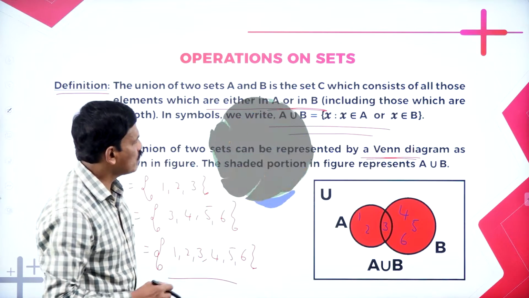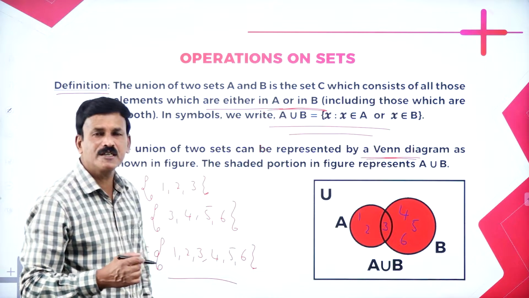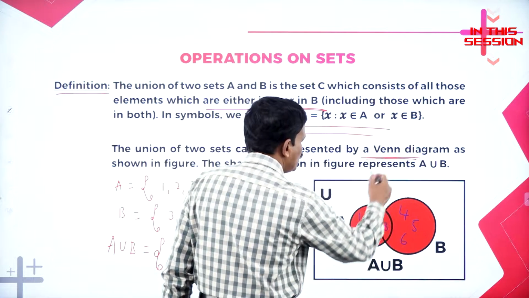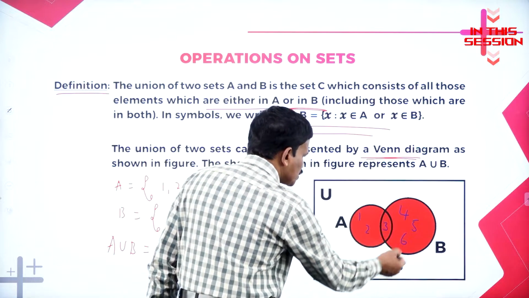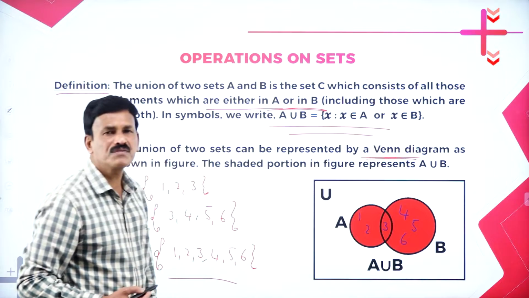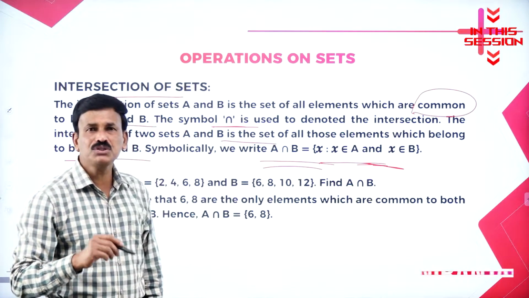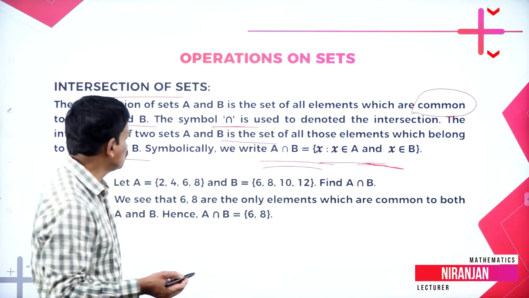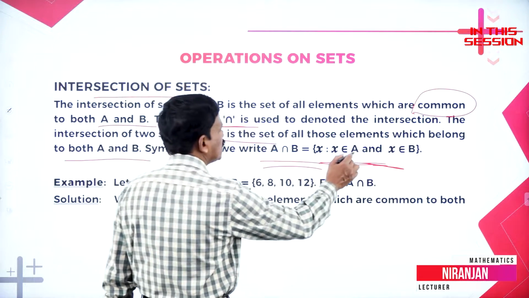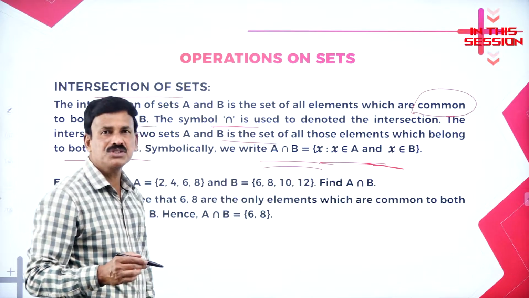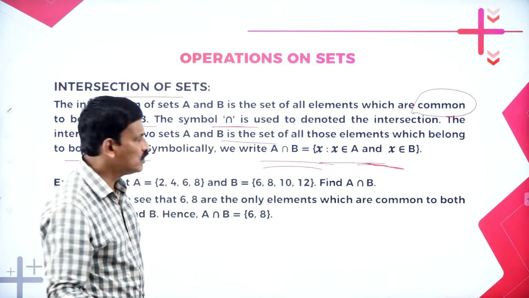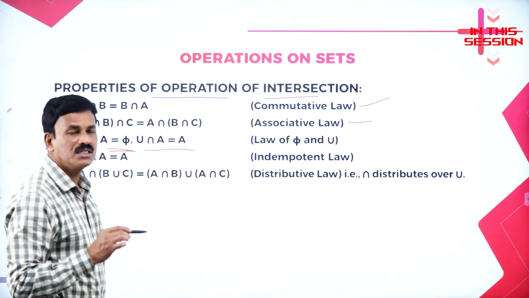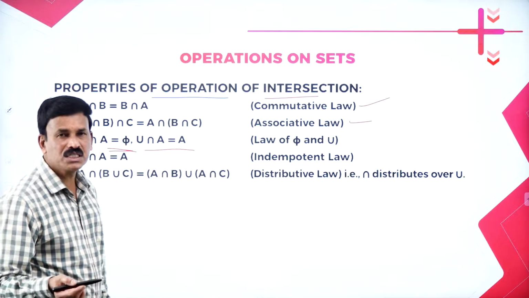So the symbolic representation, that is the Venn diagram to represent the union of two sets, is 1, 2, 3, 4, 5, 6. Everything comes under this set, that is called the union of sets. The elements which are common to both A and B is nothing but the intersection of two sets, denoted as A intersection B is equal to X, such that X belongs to A and X belongs to B. The intersection of a set with the union of a set and itself is always equal to the same set itself.